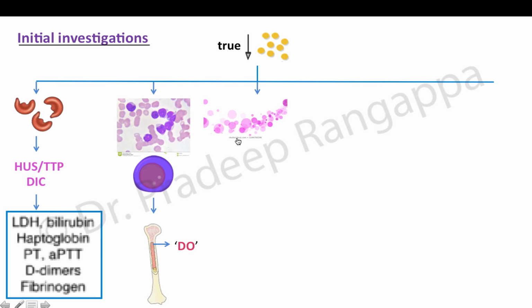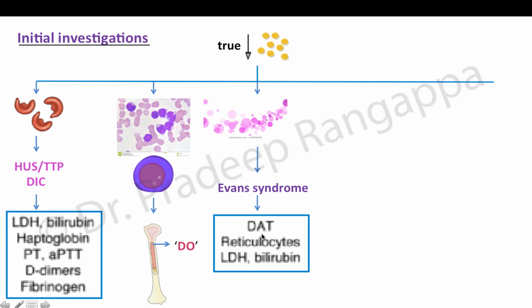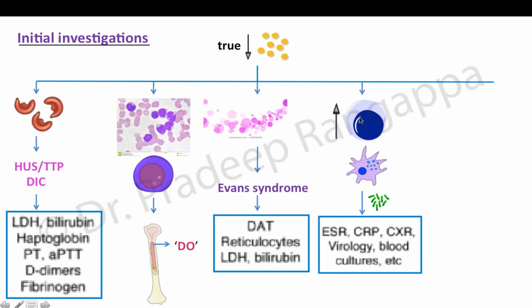If you see microspherocytes, small spherocytes, I think the diagnosis is Evans syndrome, and then the tests that you would do are the DAT, reticulocytes, LDH, and bilirubin. These are the things we would see commonly in the ICU. If you see a lot of lymphocytosis, abnormal cells, dendritic cells, or polymorphonuclear leukocytosis, that's when you think it's more likely sepsis due to bacteria or virus. Then your investigations would be ESR, CRP, chest X-ray, virology, blood culture, to test for sepsis or any other infective cause.